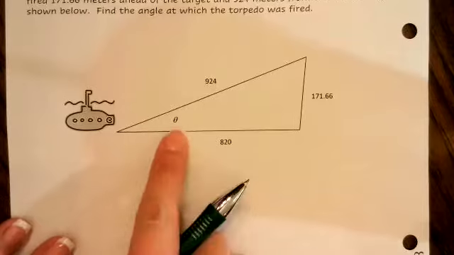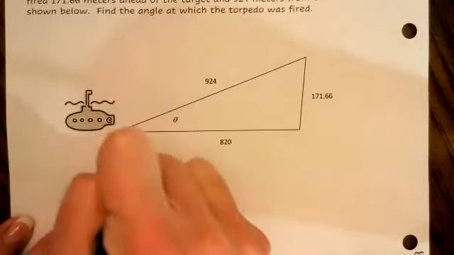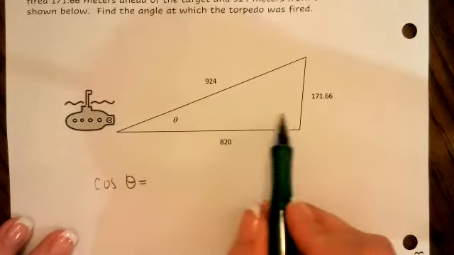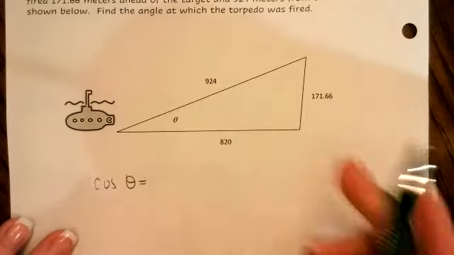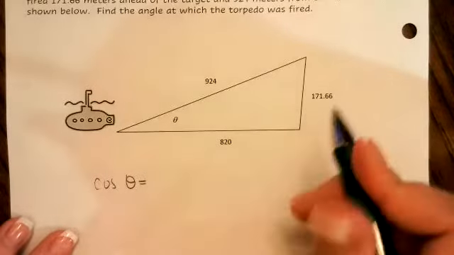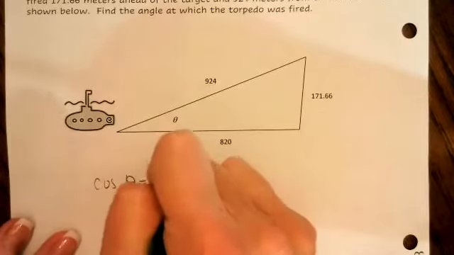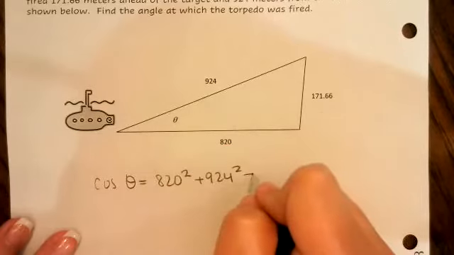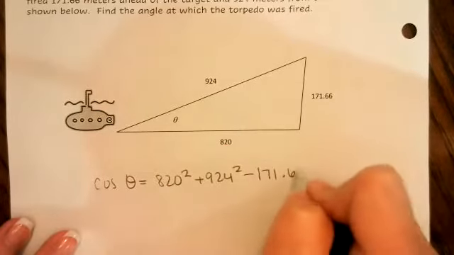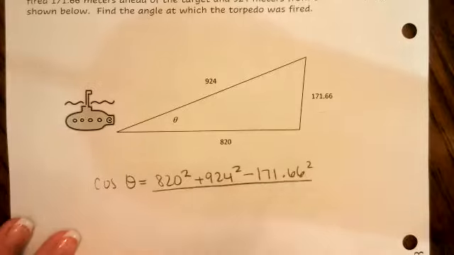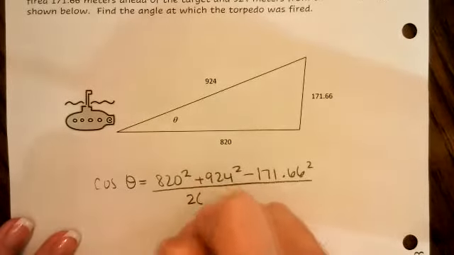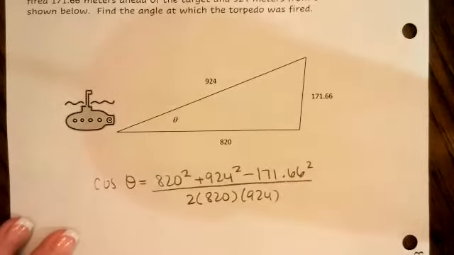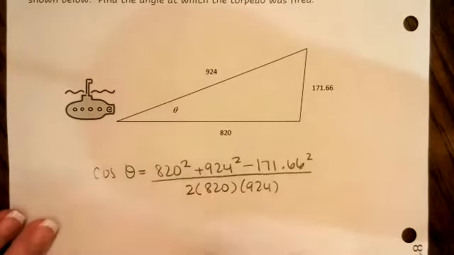Since theta is the one that we're looking for, we know that cosine of theta is going to be on the outside here. And the one that's going to match this is going to be that one at the end. And it is always the one straight across from that angle. So I start by adding my other two sides. 820 squared plus 924 squared minus 171.66 squared. And then 2 times 820 times 924. These are big numbers, but you don't have to worry about that because you have your calculator.